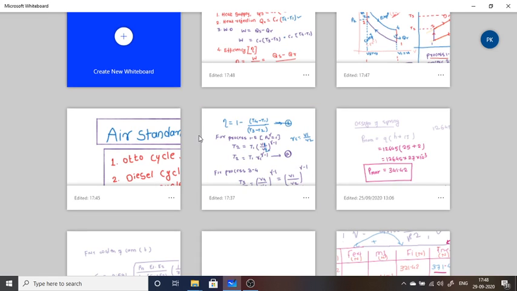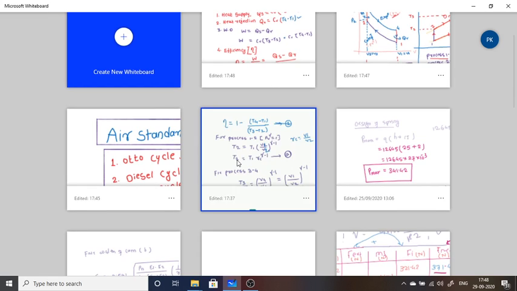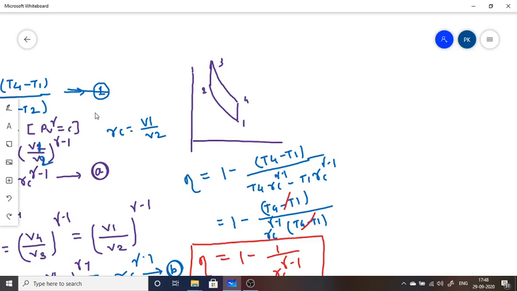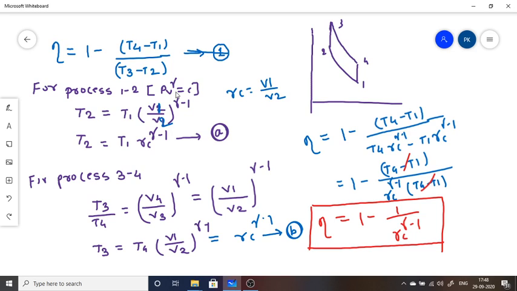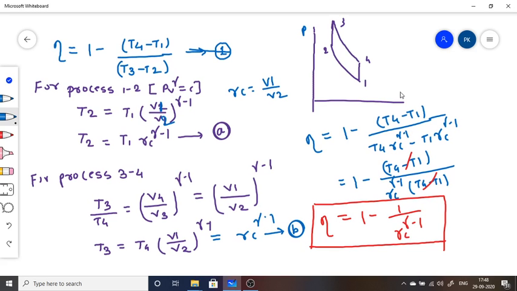Now, the efficiency in terms of temperature. For process 1 to 2, the adiabatic compression process, PV to the gamma is constant. This is a pressure versus volume diagram. Then you can write T2 equals T1 into (V1 by V2) raised to gamma minus 1. Rc is the compression ratio, V1 by V2. This is equation A. For process 3 to 4, the expansion process, T3 by T4 equals (V4 by V3) raised to gamma minus 1. Here V1 equals V4 and V2 equals V3, so this is again Rc raised to gamma minus 1.